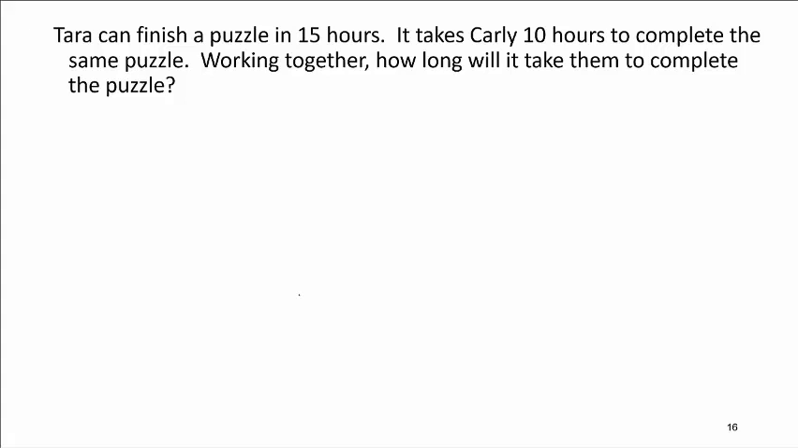Okay, so with this working together model that we were just looking at, 1 over A plus 1 over B equal to 1 over T, I know that A in this case would be 15 hours, the time it takes Tara to complete the puzzle. The time it takes Carly to complete the puzzle would be 10 hours, so B would be 10. T is what I'm looking for, right? It's the working together time. And that's what the problem is asking for: working together, how long will it take them to complete the puzzle?